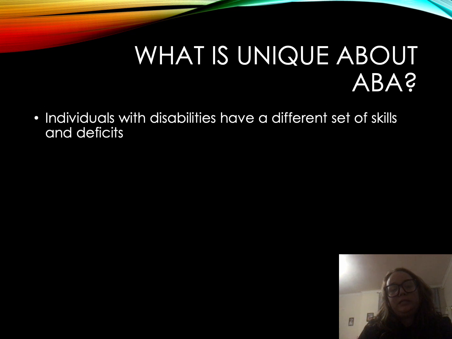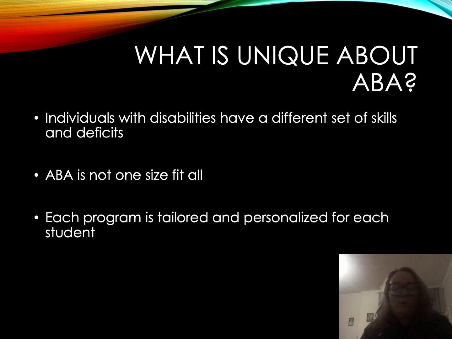ABA is unique in that it understands that individuals who have disabilities are not all the same. They all have their own set of skills and deficits, and so it's really tailor-made for them. ABA is not a one-size-fits-all kind of program. Each student has their own IEP, where a team, usually the BCBA, the parents, maybe somebody from the district, and the special ed teacher, get together and determine what the best programs and objectives are for each individual student.